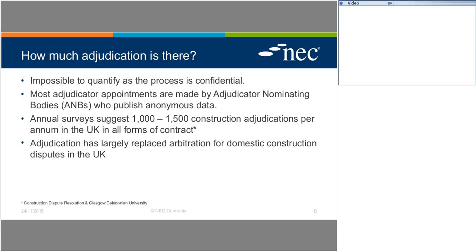You can see in the small print at the bottom left of your screen that there's a joint survey undertaken by Glasgow Caledonian University and Construction Dispute Resolution each year. If you look at their statistics, their reports are online, you'll find them if you do a search. It suggests somewhere between 1,000 and 1,500 adjudications per annum in the UK across all forms of contract. I've not seen anything that separates that down into how many are NEC, JCT, FIDIC and so on.